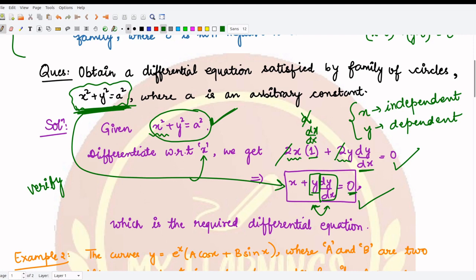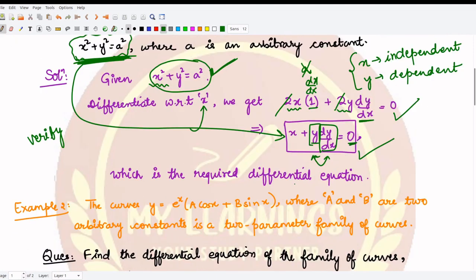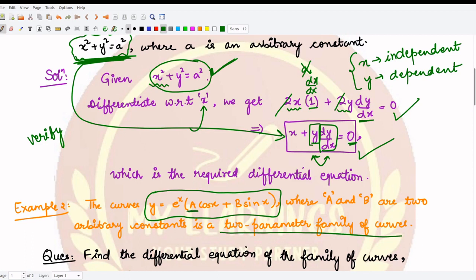Okay, moving forward, we can have a look at another kind of curves, which is y is equal to e raised to power x, times (a cos x plus b sin x), where both a and b are arbitrary constants. This is a two parameter family of curves. Why? Because here we have two arbitrary parameters involved in this equation. This is an exponential sinusoidal kind of wave which you usually study in physics.